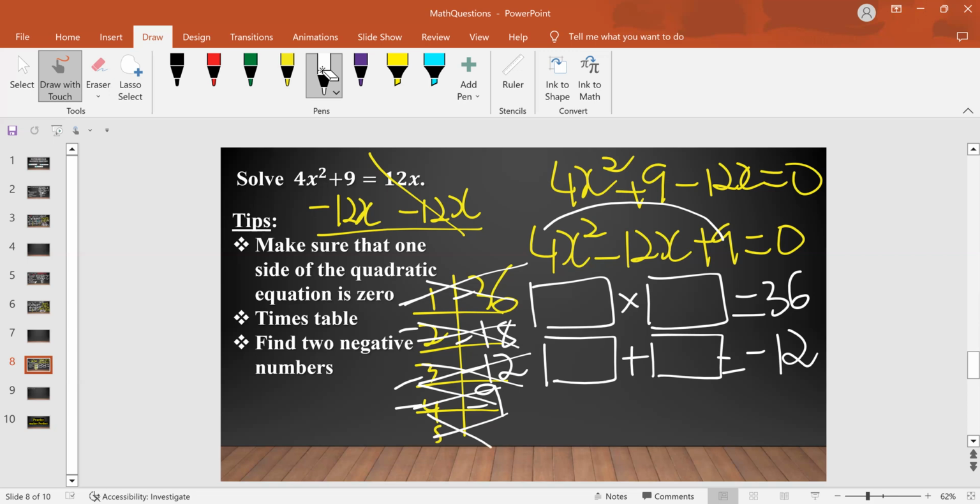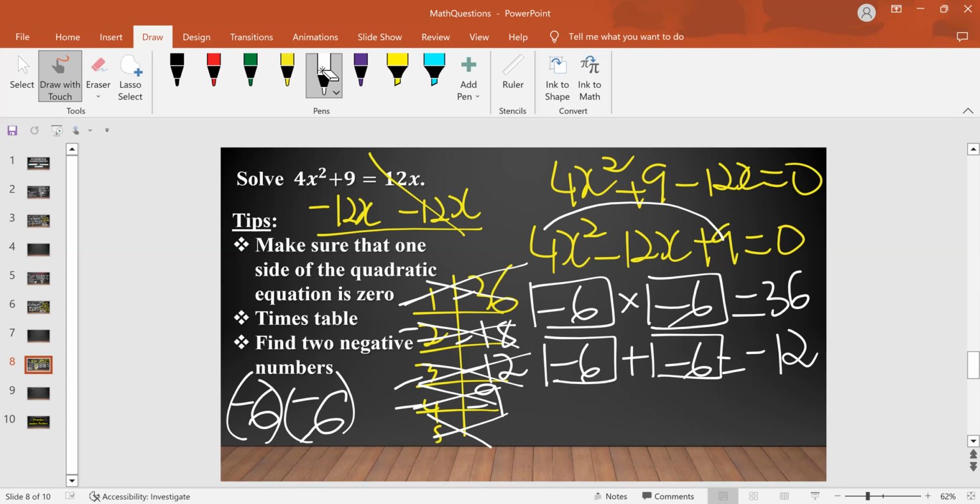You see? So this is like a long method if you don't know your multiplication table. So if we take a 6, 6 multiplied by what number gives you 36? 6 multiplied by 6. Okay, but we say that the two numbers are negative. So -6 multiplied by -6. And then if we do -6 plus -6, do we get -12? Yes. So the two numbers are -6. And yes, that works.